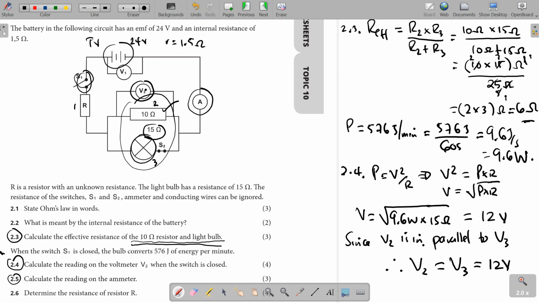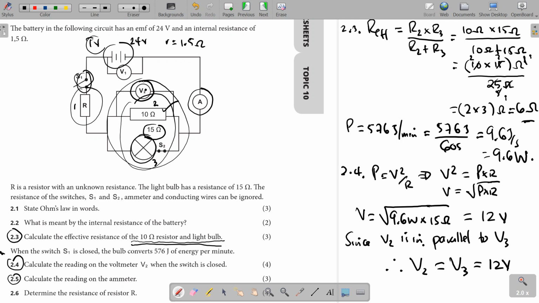Once we know the terminal voltage, we'll subtract the voltage across here from the terminal voltage, and then that will give us the voltage across this resistor. Once we know those things, we can literally end up calculating everything else from there. So how are we going to find the reading on the ammeter?